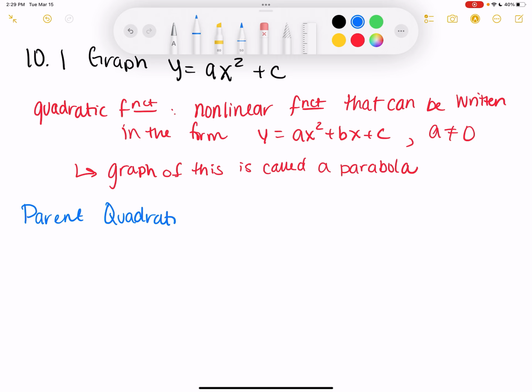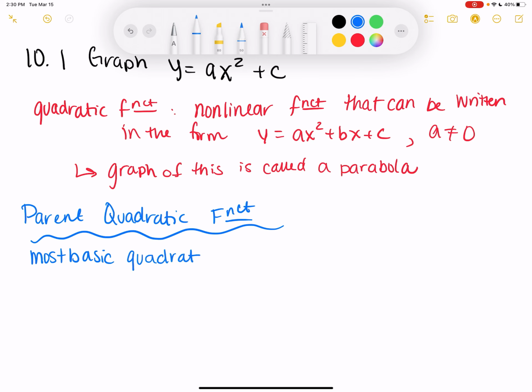Quadratic function. The most basic quadratic function is y is equal to x squared, which is the parent function.